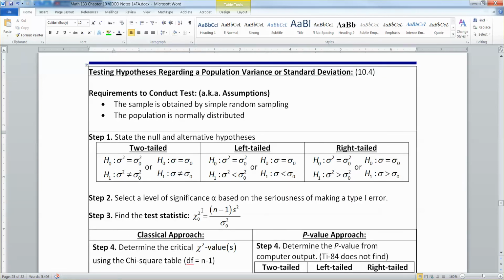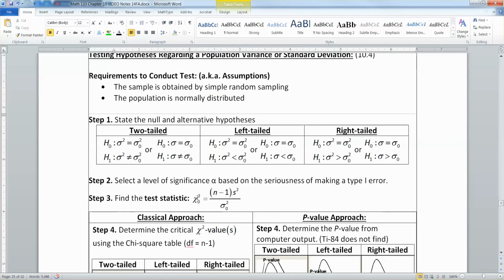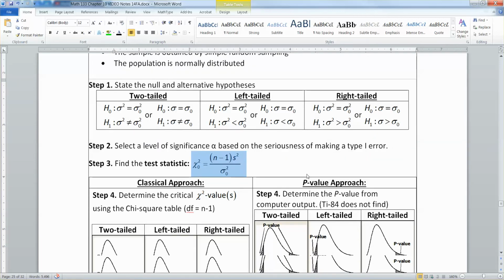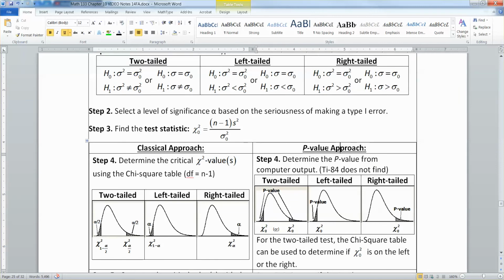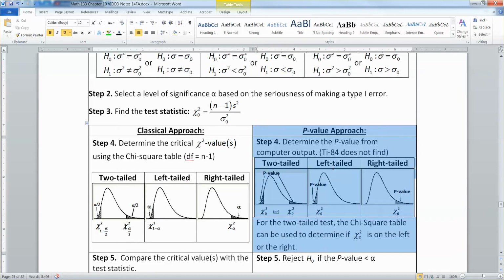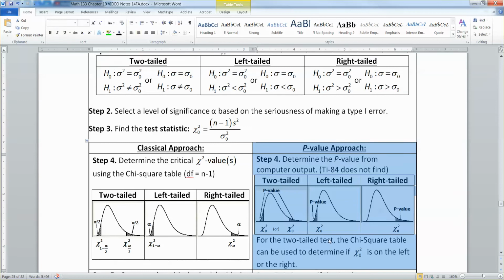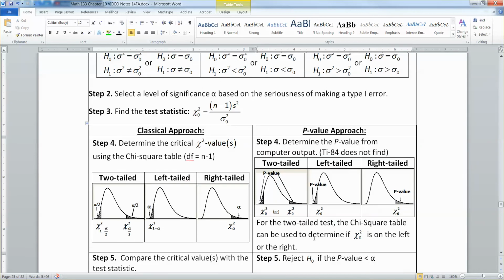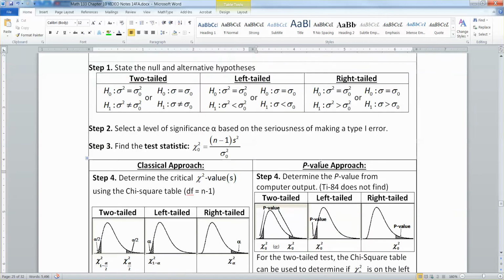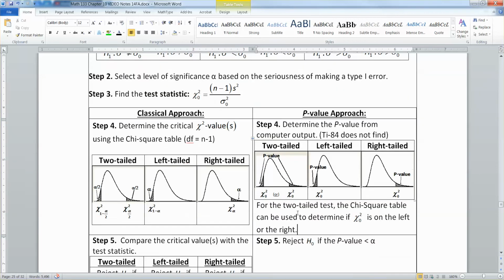Then you select your level of significance alpha. You've got a test statistic formula right here, which is chi0 squared, etc. Then you have your choice of a classical approach or a p-value approach. Now the issue with the p-value approach is that the TI calculator does not find this as a standard test. So we are going to work with chi-square tests with the calculator, but it's not going to be this particular test. So we would have to look at computer output or something like that for this. Also keep in mind for the two-tailed test, you can use the chi-square table to figure out whether your chi0 squared is on the left or the right. And that'll make sense when we get to an example that deals with that.